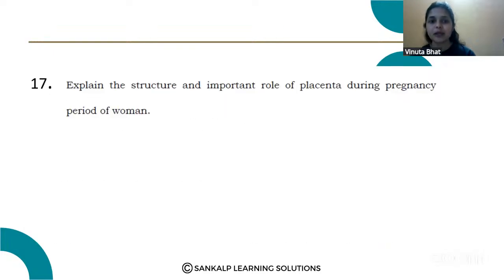Next question. Explain the structure and important role of placenta during the pregnancy period of woman. So that is also the same question, but this is a very important topic. Questions are repeatedly asked on this topic about the placenta, the male reproductive system, and how the menstruation cycle occurs. So these are all very important questions for your exam.